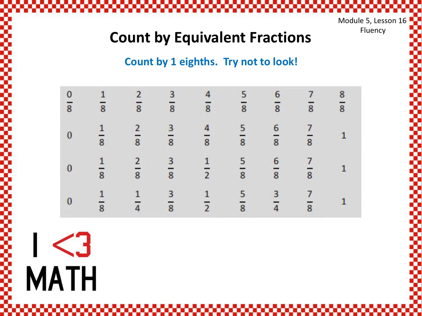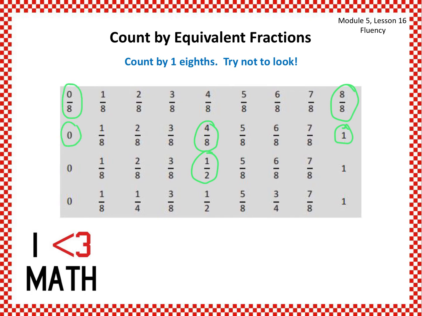The next row, when we get to 1/2, we're going to replace 4/8 with 1/2. So again, starting at 0, 0, 1/8, 2/8, 3/8, 1/2, 5/8, 6/8, 7/8, 1. So what you should be noticing here is these equivalencies, that 8/8 is equivalent to 1, 4/8 is equivalent to 1/2, and our 0/8 being equivalent to 0.